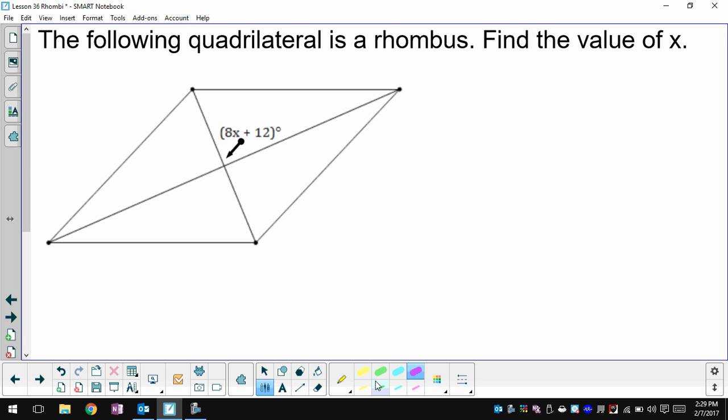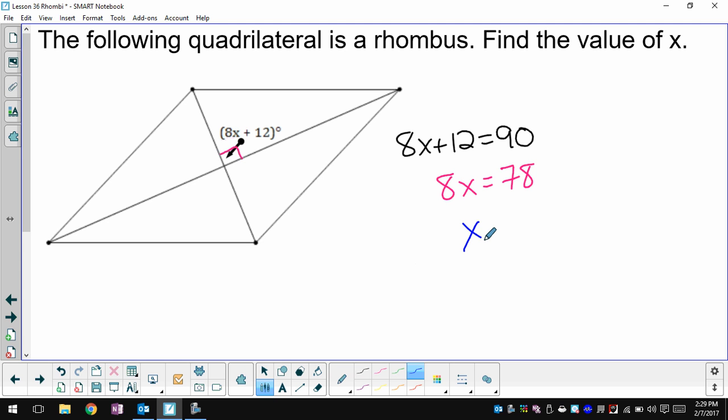So again, we can use these properties to write and solve equations. So if I know that this parallelogram is a rhombus, and I know that this angle in the middle where the diagonals meet is 8x plus 12, I can find x because I also know that this is a right angle. So I can write an equation that says 8x plus 12 is equal to 90. And then it's just a matter of solving an equation like we've been doing all year. So I get x to be 9.75.